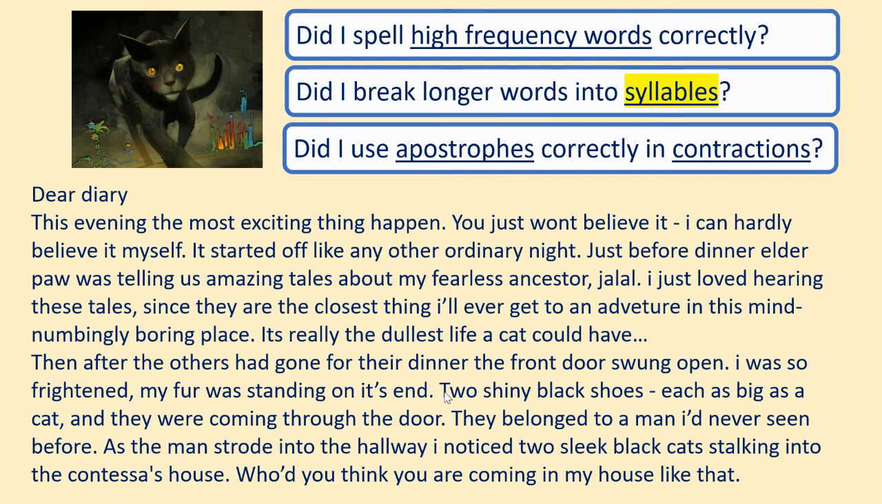Now, any longer words that I need to break into syllables? I've been having a look at this word here. That doesn't look quite right. So let's break it into syllables. It's adventure.